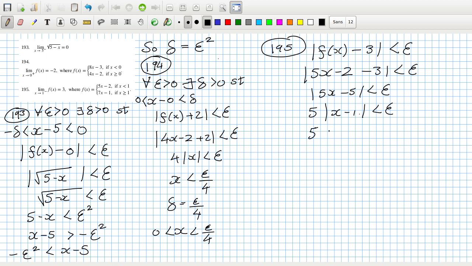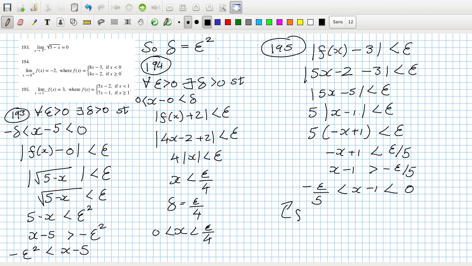So this is a negative. So it would be 5 times minus x plus 1. That would make it positive. Minus x plus 1 less than epsilon over 5. So x minus 1 more than minus epsilon over 5. So minus epsilon over 5 less than x minus 1 less than 0. So we found the delta. Now we have the situation minus delta less than x minus 1 less than 0. If we choose an x in this interval, then we'll be within epsilon of the limit of 3.